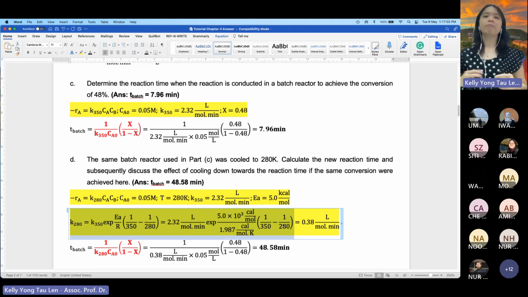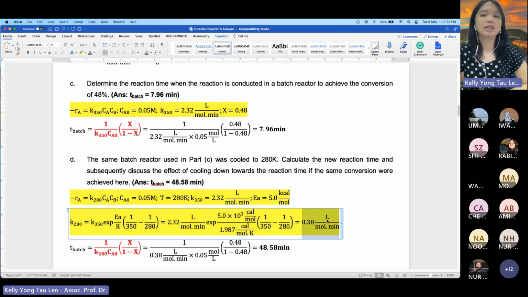Sebab, kamu kena faham pula, bila suhu berubah, yang berubah adalah nilai K. Nilai A, nilai EA tak berubah. Okay, hanya nilai K saja. Sebab tu kamu guna any combination. Kalau kamu buat, if you calculate correctly, you will still get the same value of the K at 280, which is 0.38. So you can see that's the only thing that different.